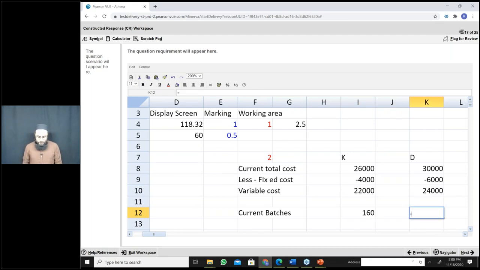Is it same for display screen? Yeah, because 80,000 units divided by 500 is 160. So current batches 160. As it was mentioned in the question, the variable element relates to the setup cost, which is dependent on the number of batches made, which means the cost of 160 batches is 22,000 variable cost. The cost of display screen batches is 24,000 variable cost. Are you getting my point, everybody?